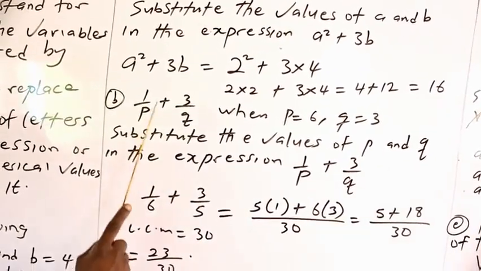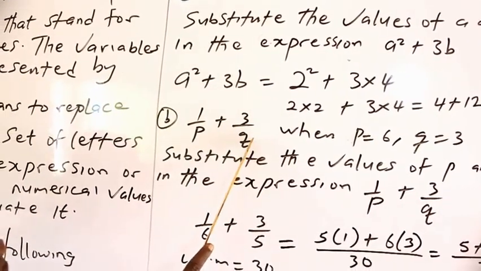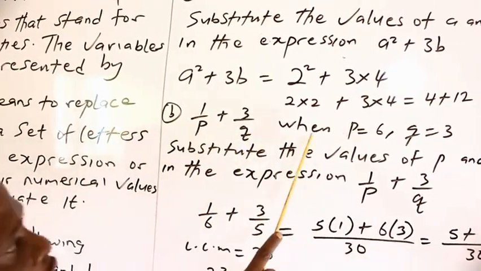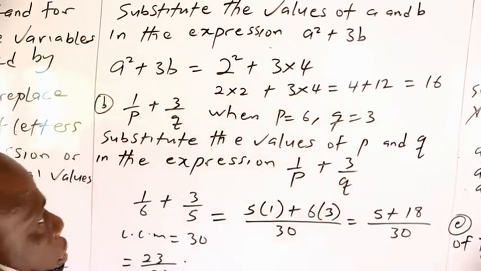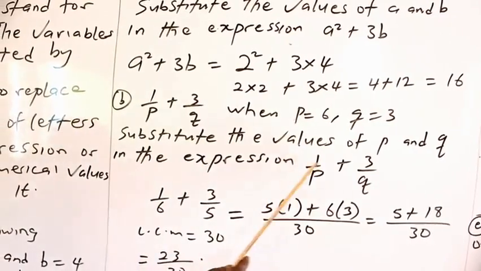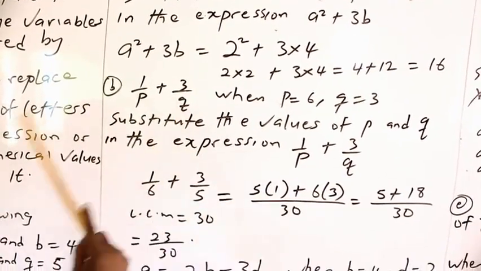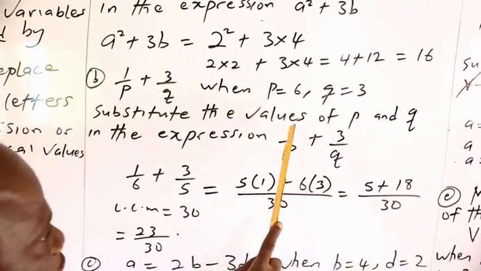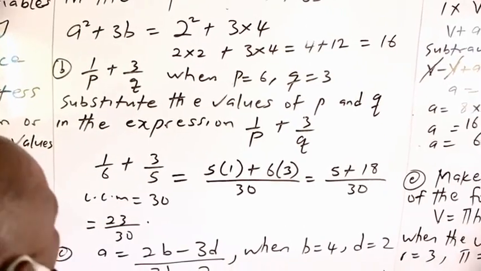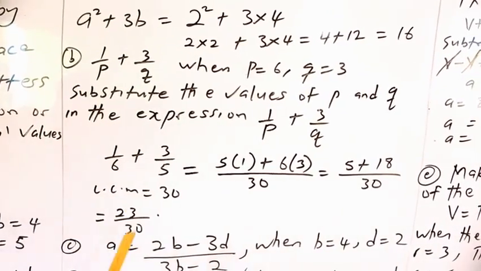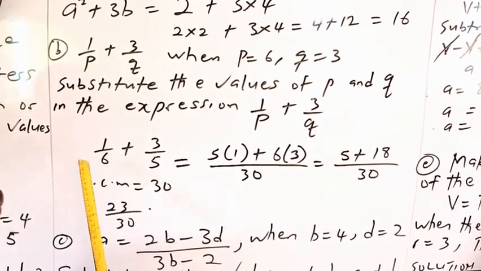B, 1 over p plus 3 over q. Now, the value of p is given here. p is 6, q is 5. Substitute the values of p and q in the expression given here. The expression is 1 over p plus 3 over q. Now this one is in the form of a fraction. Before you can take any step, you need to look for the LCM.